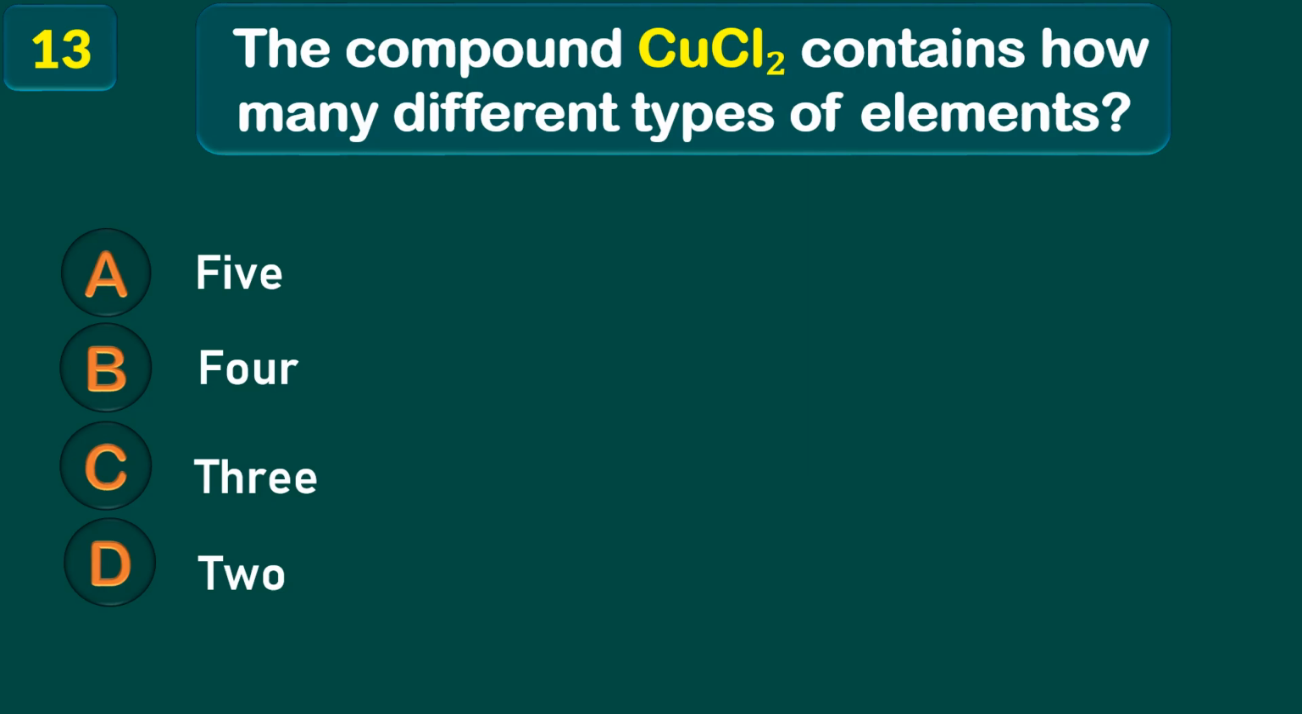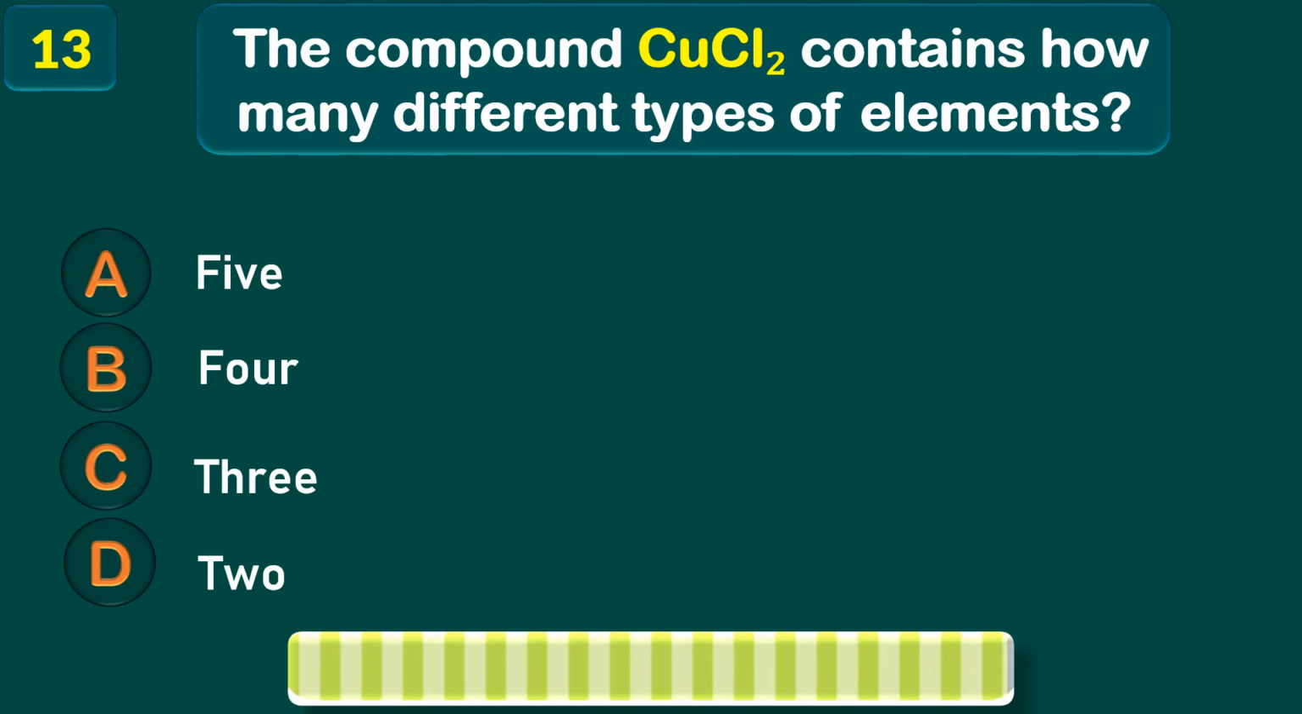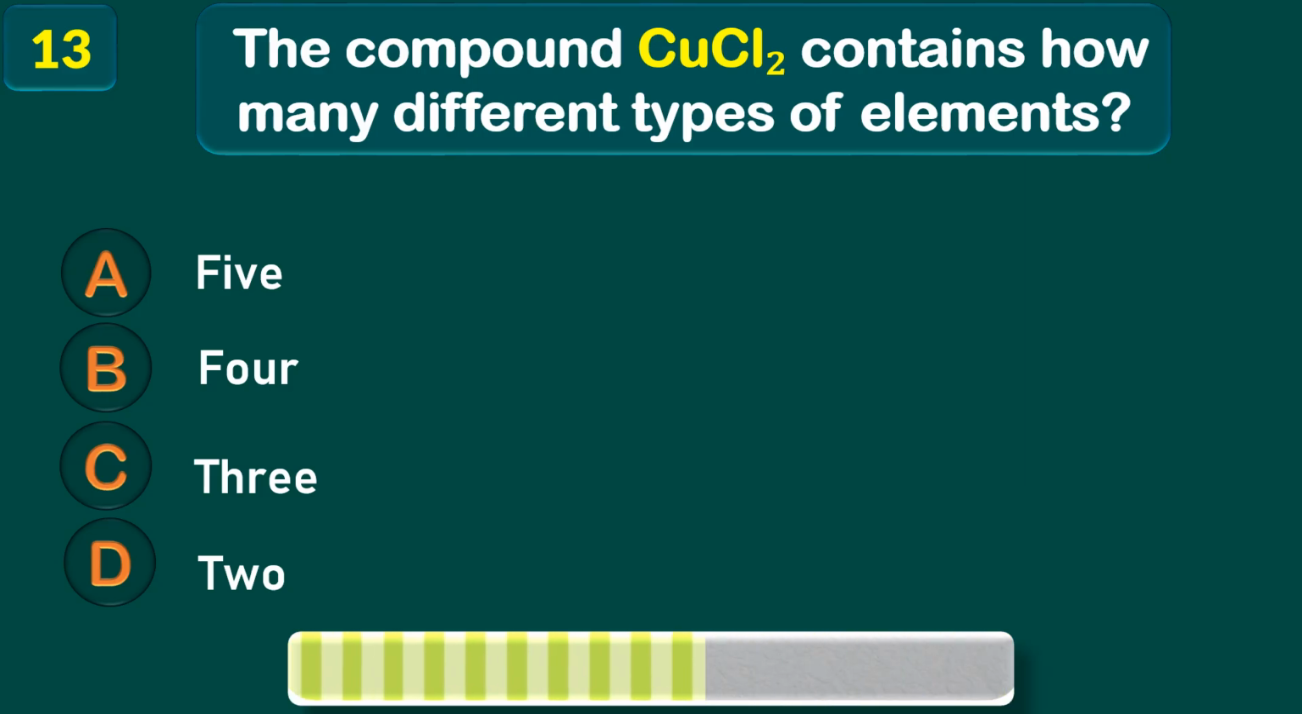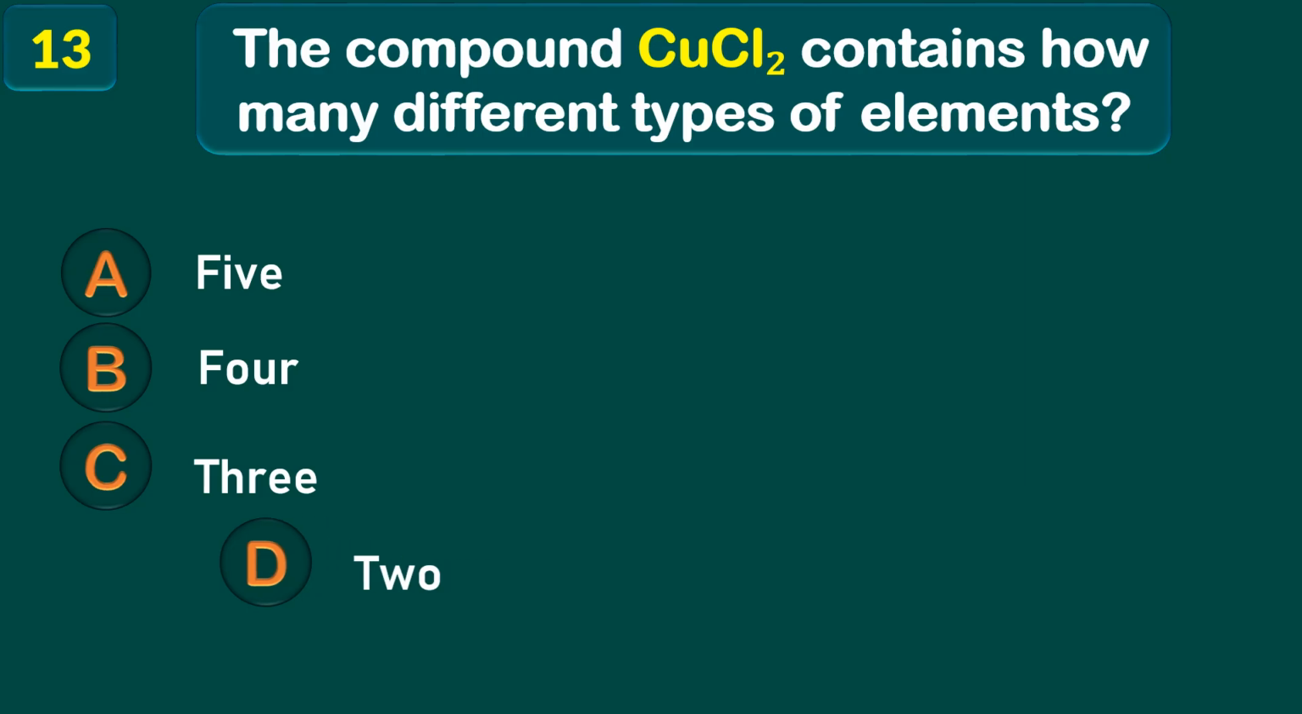The compound CuCl2 contains how many different types of elements? A. 5, B. 4, C. 3, D. 2. Answer: D. 2.